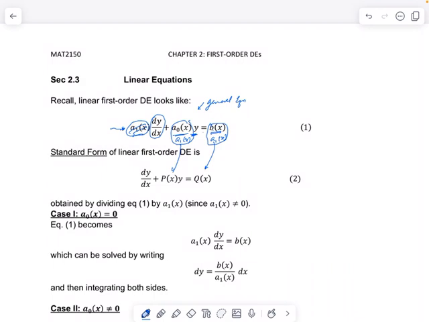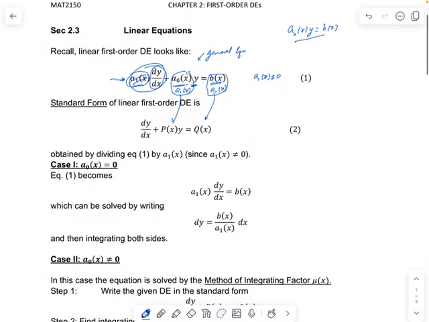And why are we able to divide by a1 of x? Because a1 of x is not equal to 0. Why not equal to 0? Because if it is equal to 0, then you won't have this first term, and you will only have some function of x times y equal to some function of x. Then it is not a differential equation. It's not a first order differential equation. It's just simply an equation. So in order for it to be a first order linear differential equation, a1 of x must not be 0. That's why we can divide by it.